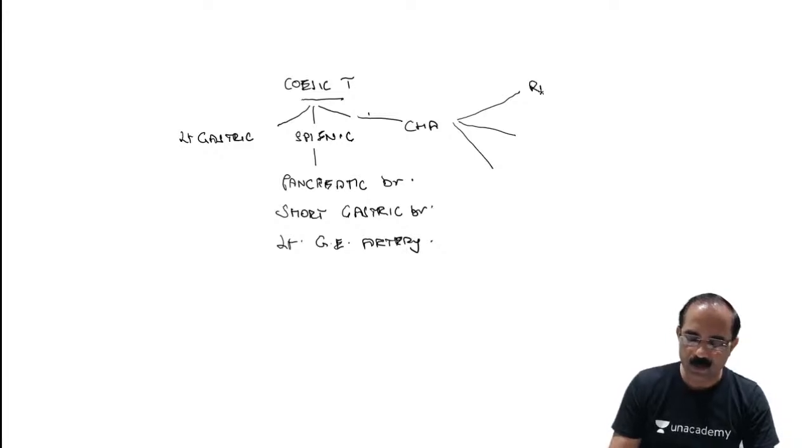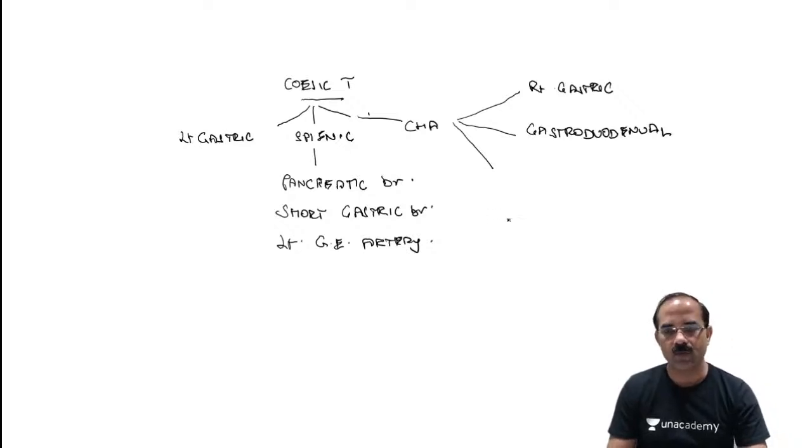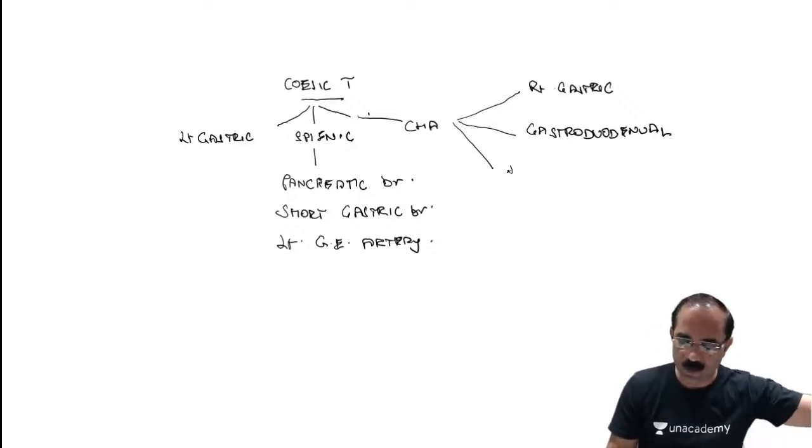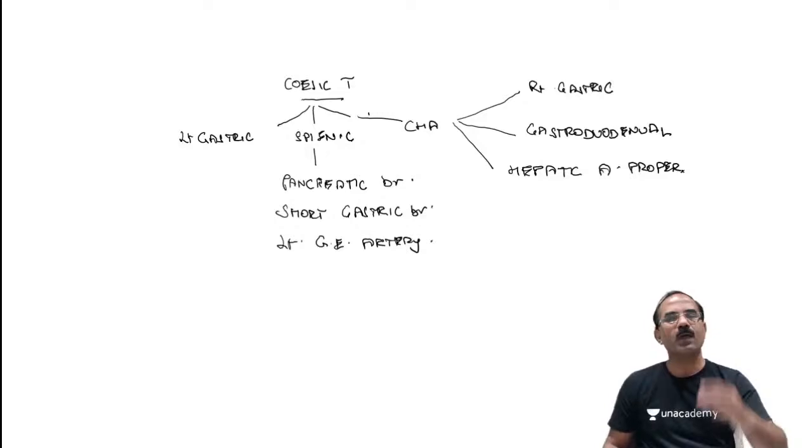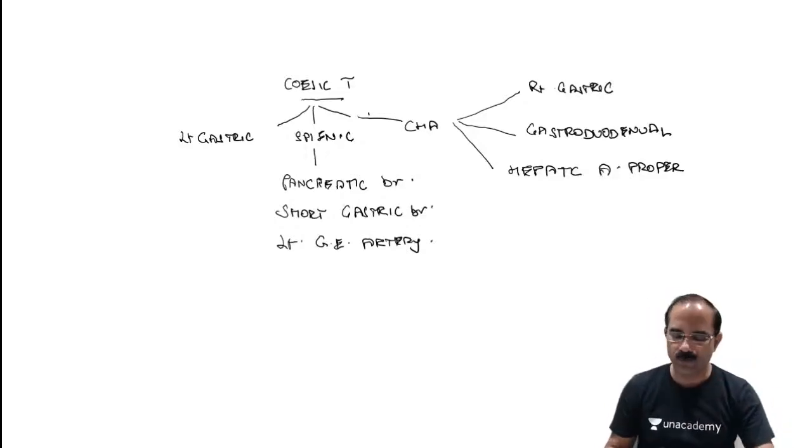The common hepatic gives further three branches. One is the right gastric artery. Second is the gastroduodenal, and the artery which is left would now go to the liver. It is now known as the hepatic artery proper. Now this hepatic artery proper would go to the liver.